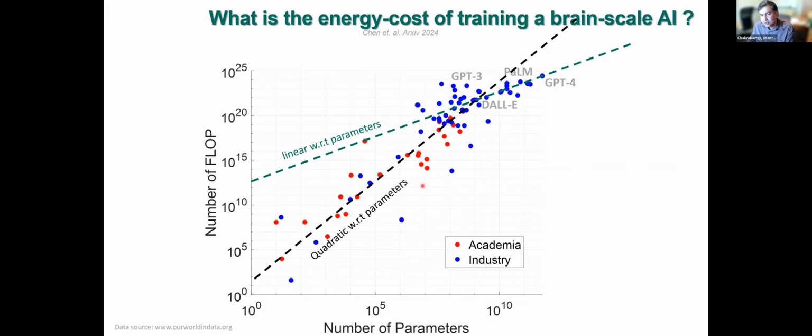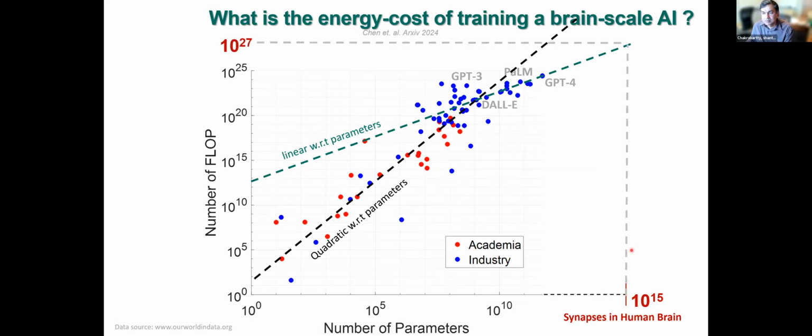But the reason why I'm showing this graph is I want to use this trend to estimate, let's say, if I want to train a brain scale AI. And when I say brain scale AI, I'm going by a very simple metric, which is the number of synapses in a human brain, about 10 to the power of 15. I'm corresponding this to the number of parameters that would be there in your AI model. And then if I take the best possible extrapolation, which is this linear scaling, it gives me about 10 to the power of 27 operations.